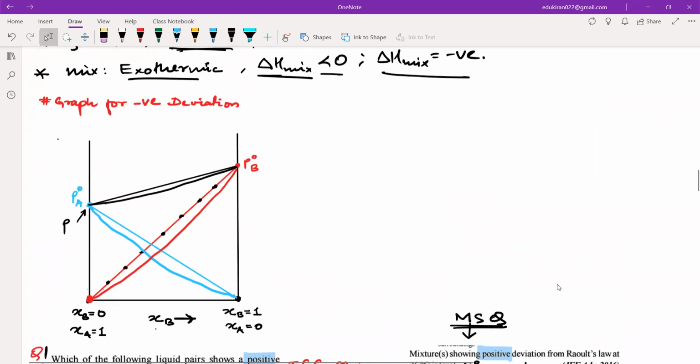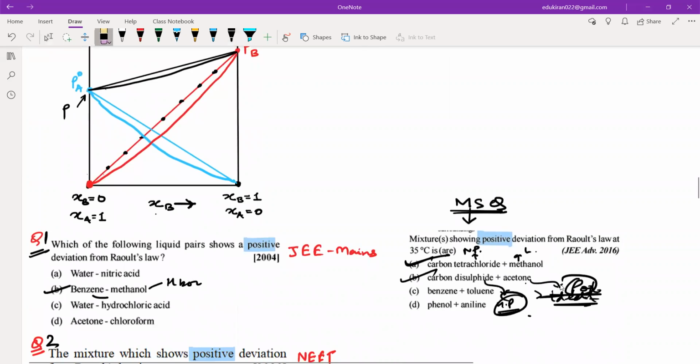Furthermore, the graph. Now in the graph, what will happen? P total will always be lower than the ideal case. Hai na? So for P total, PA and PB, all of these three plots will be lower than the ideal case, that is, the straight lines. Okay. Now we're doing some questions here.